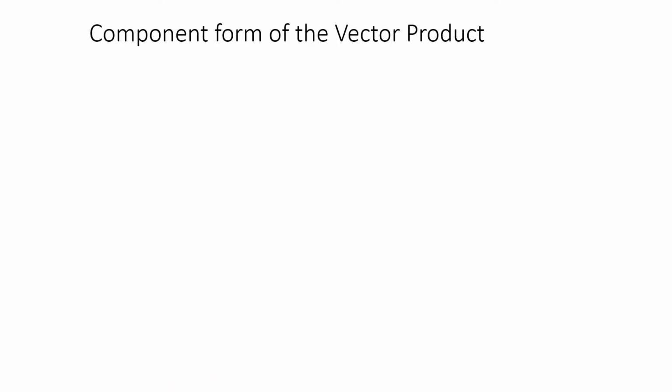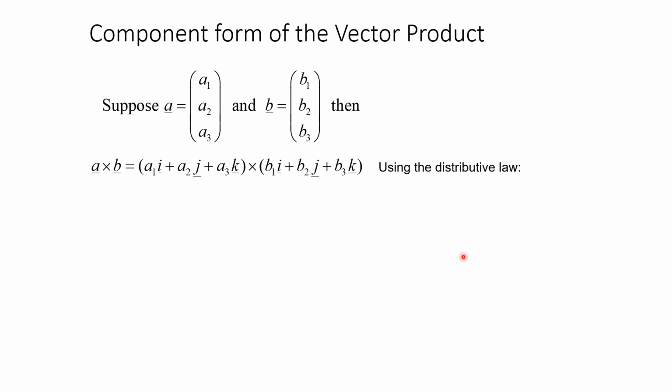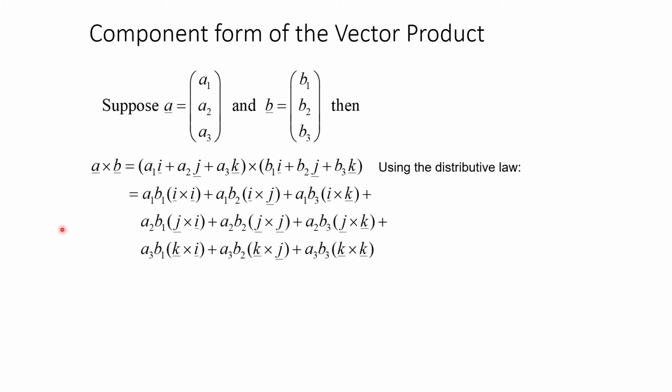Now we're going to look at the component form of the vector product. For example, if we're given A in components A1, A2, A3, and B as B1, B2, B3, we are required to find the vector product. It's simply A cross B. So it will be the cross product of the two vectors, A1, A2, A3 and B1, B2, B3 respectively, multiplied by i, j, and k. To expand these two vectors using the distributive law, which we introduced in the previous slide, it will be as stated here.